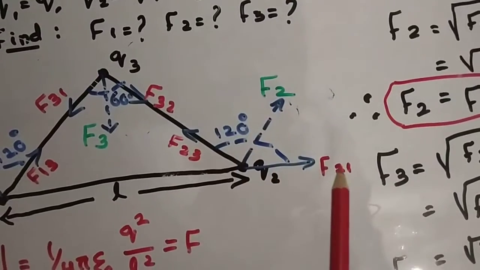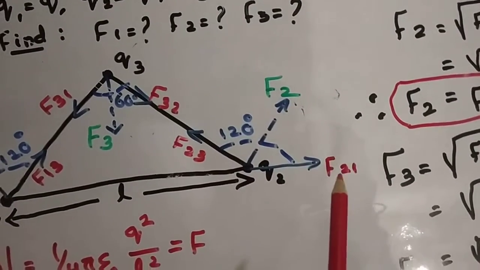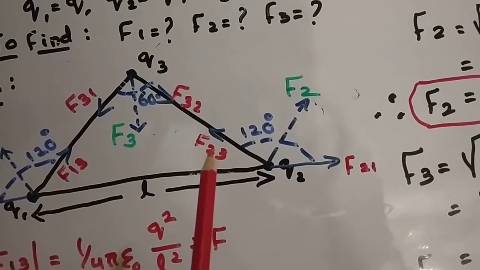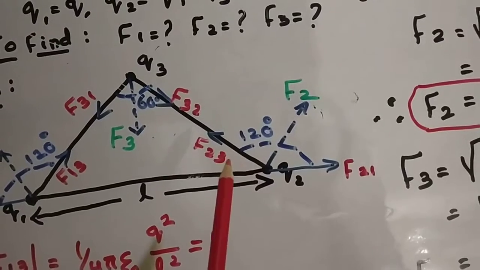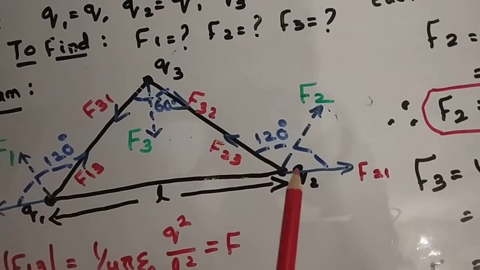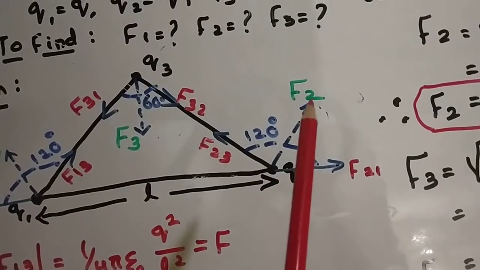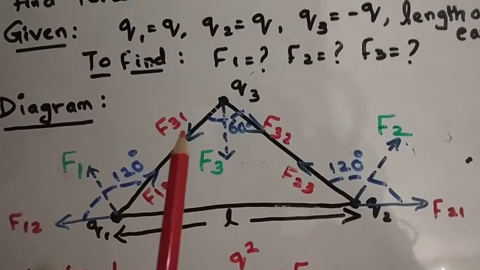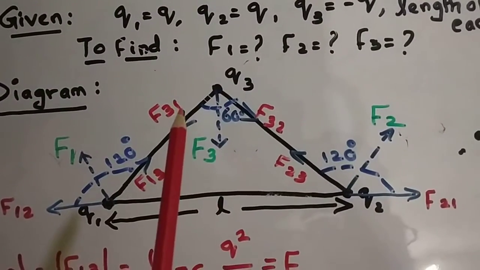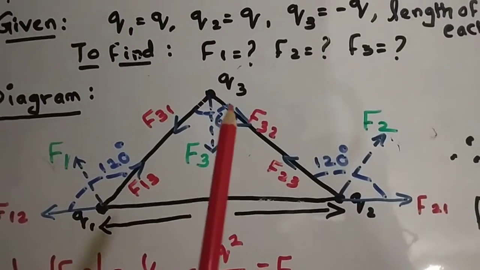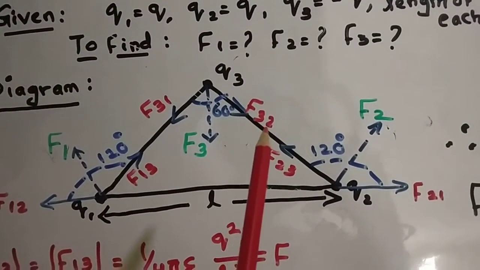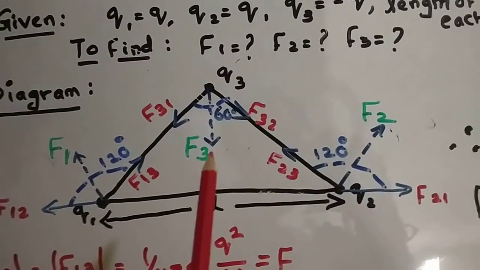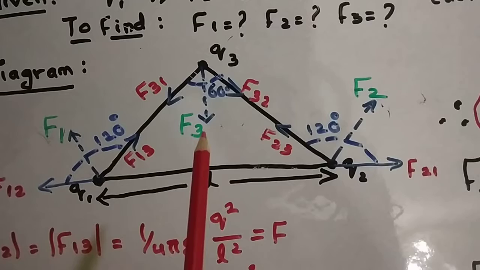Likewise, the force exerted on the charge Q2 by Q1 is shown along this direction, and the force exerted on the charge Q2 by Q3 is shown along this direction. So the resultant of these two forces is taken as F2. The force exerted on the charge Q3 by Q1 is taken along this direction, and the force exerted on Q3 by Q2 is taken along this direction. The resultant of these two forces is taken as F3, which is acting downward.